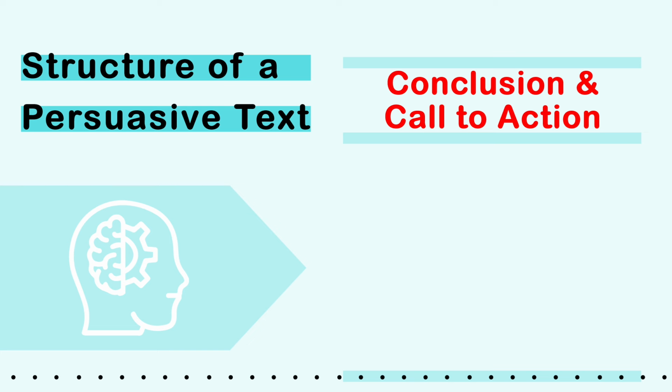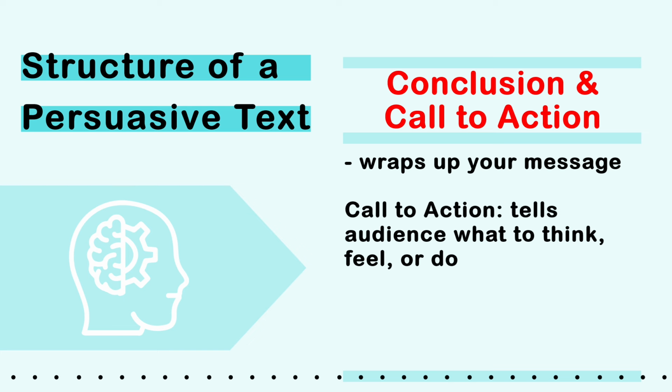The last part of a persuasive text is called conclusion and call to action. Its purpose is to wrap up your message and give the audience a clear next step. Call to action, on the other hand, directly tells them what you think, feel, or do after reading or listening.